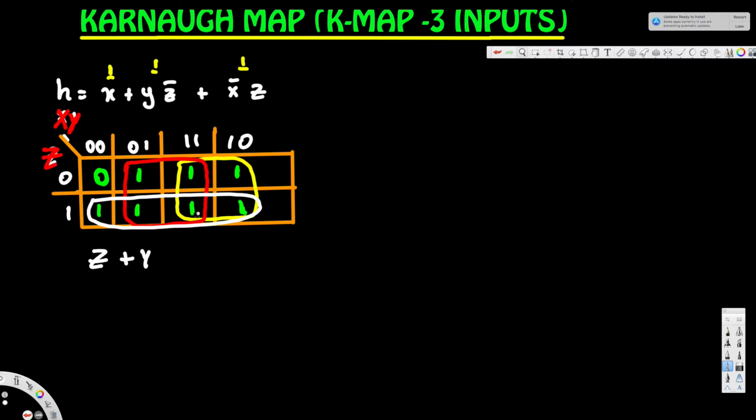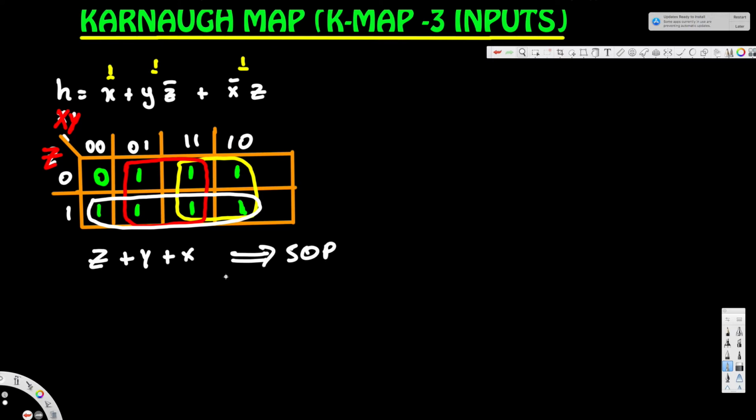Now let's do the yellow one. X is not changing because it's 1, 1. Y is changing, 1, 0. So x is not changing, put x. And y is changing, we cannot put that one. Z is also changing, going from 0 to 1. So this is going to be the final result: z, y, x. So this is our sum of product.